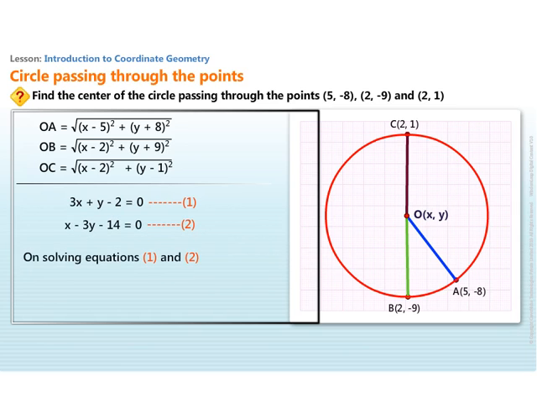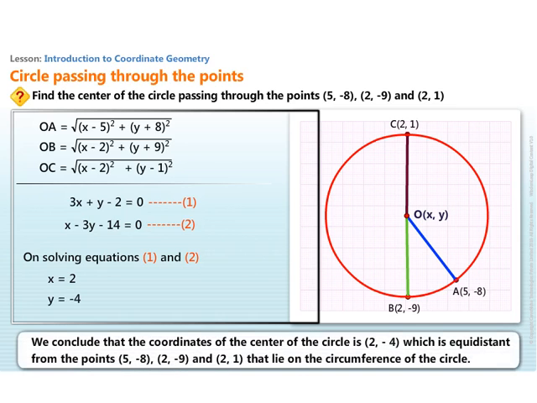On solving equations 1 and 2, we get x is equal to 2 and y is equal to minus 4. From this, we conclude that the coordinates of the center of the circle are (2, -4), which is equidistant from the points (5, -8), (2, -9) and (2, 1) that lie on the circumference of the circle.